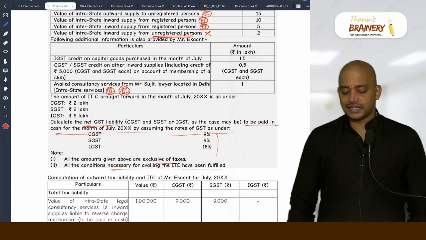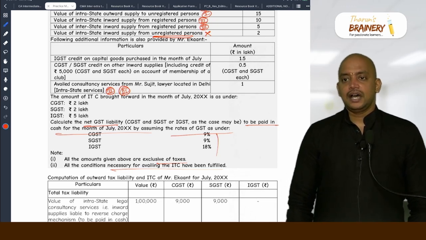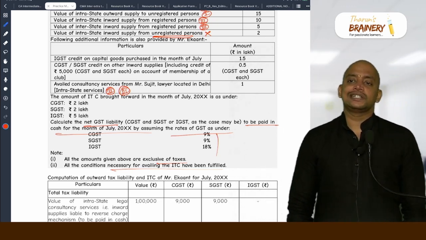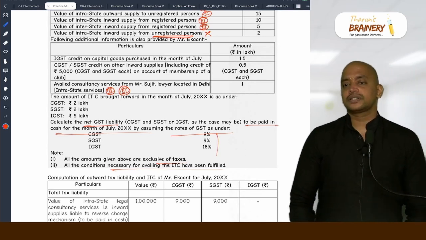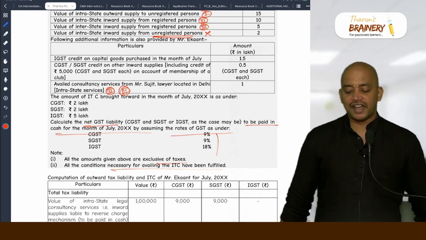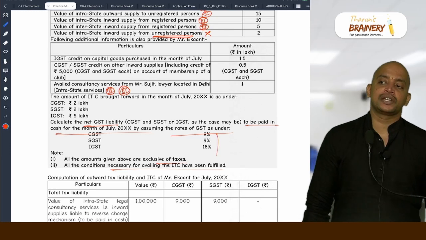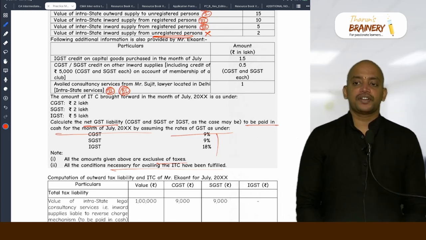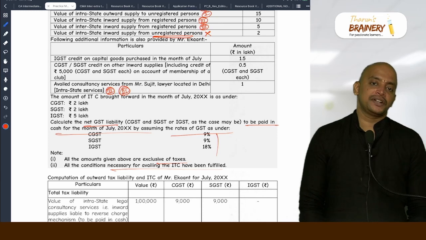other inward supplies. Other inward supplies 45,000, 45,000 CGST, SGST. Why? We are taking out 5,000, total 0.5 lakhs. 0.5 lakhs means what? 50,000. In that 5,000 you take out CGST, SGST each. So 45,000, 45,000. Other inward supplies.